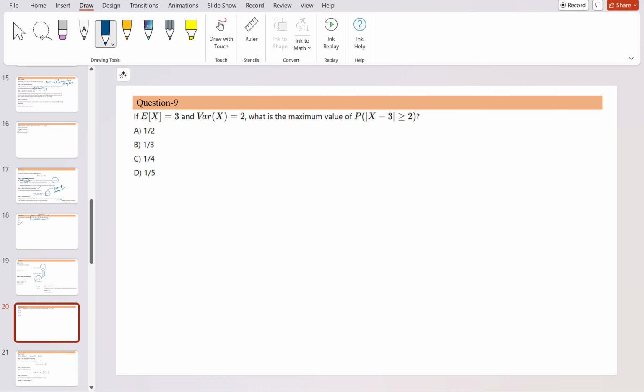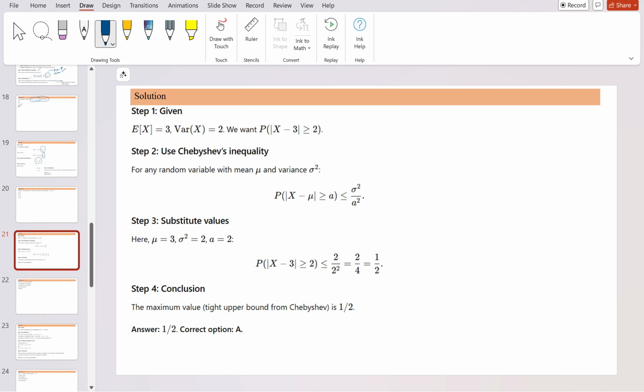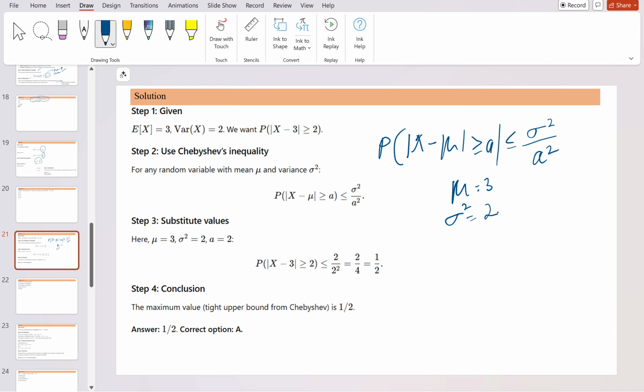Okay, let me give the solution for this. In this problem, the expectation of x is given as 3 and the variance is given as 2. So what is the maximum value of the probability when |x minus 3| is greater than or equal to 2? Using the Chebyshev inequality, the probability of |x minus mu| greater than or equal to a is less than or equal to sigma square divided by a square. Here mu is 3 and sigma square is 2, and a is equal to 2. Keeping the values, the probability of |x minus 3| greater than or equal to 2 is less than or equal to sigma square over a square, which is 2 over 2 square, that is equal to 1 upon 2 basically.